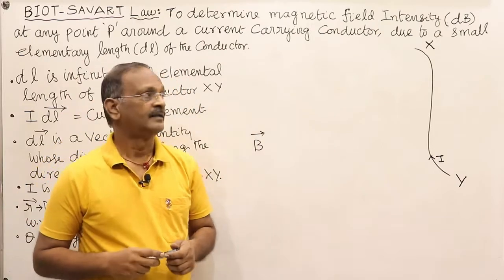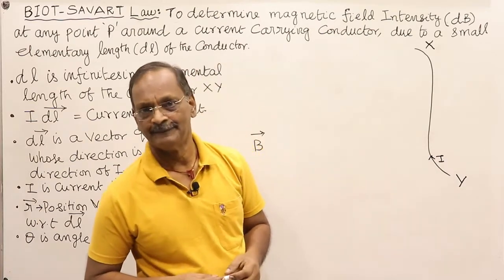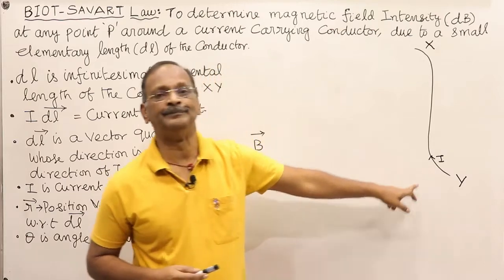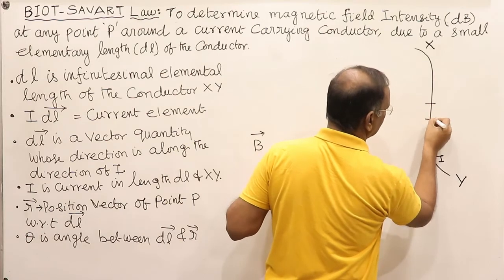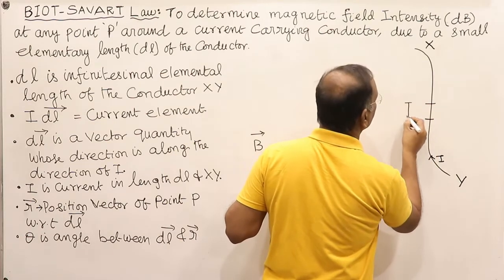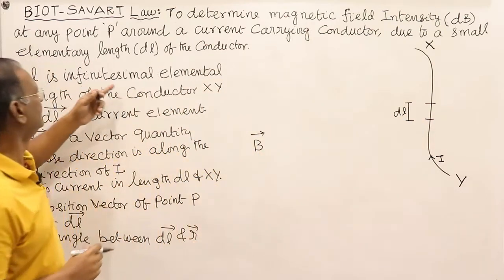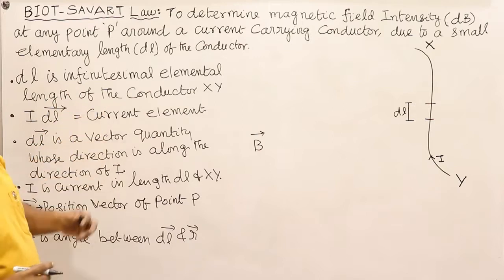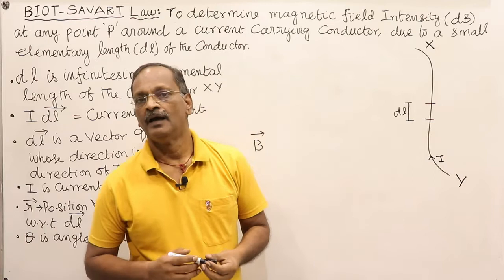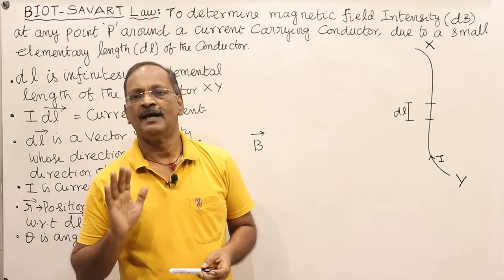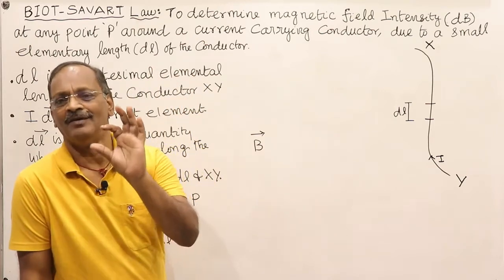Now this is a conductor, XY, a very long conductor carrying a current I. Let us take an infinitesimally small length, dl. dl is the infinitesimal elementary length of the conductor. In this entire conductor, we take a very small element length of the conductor.